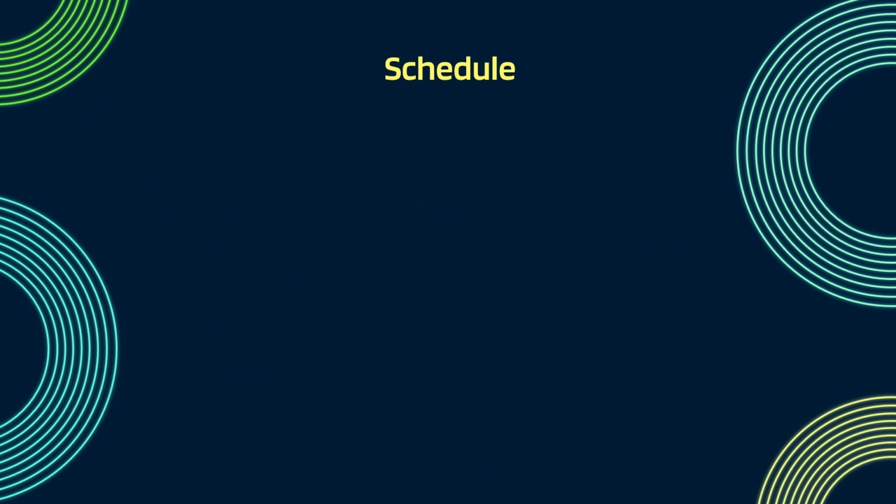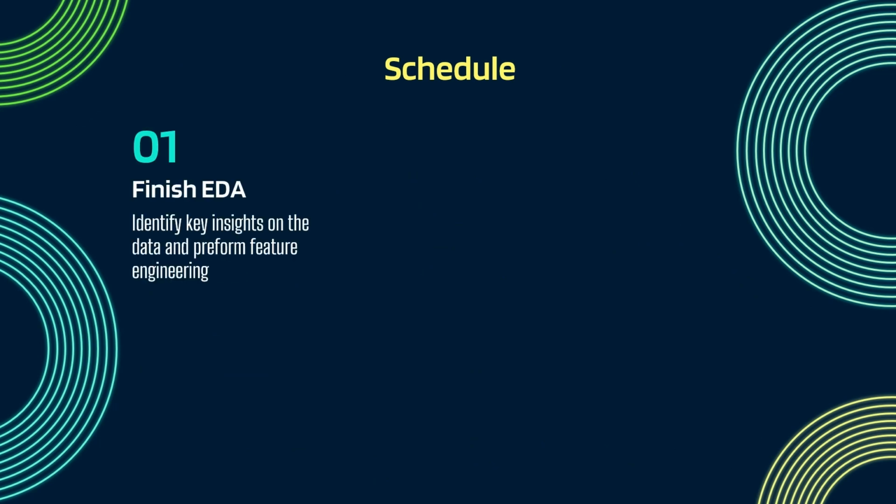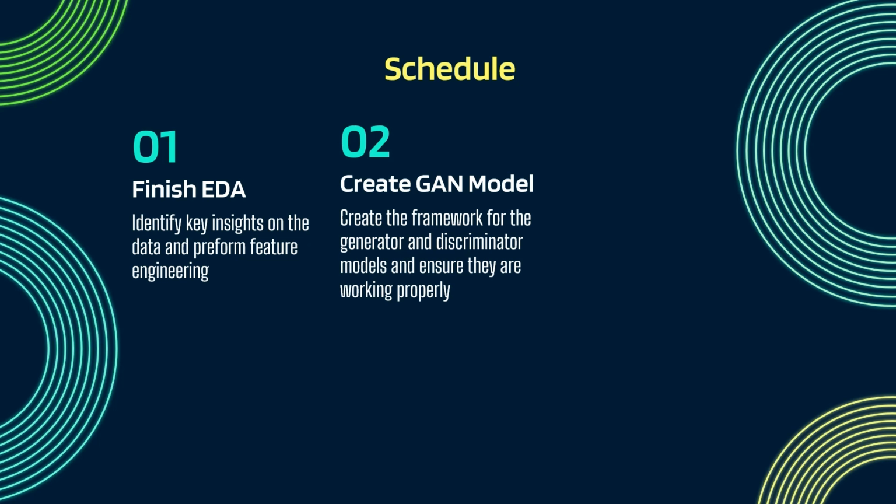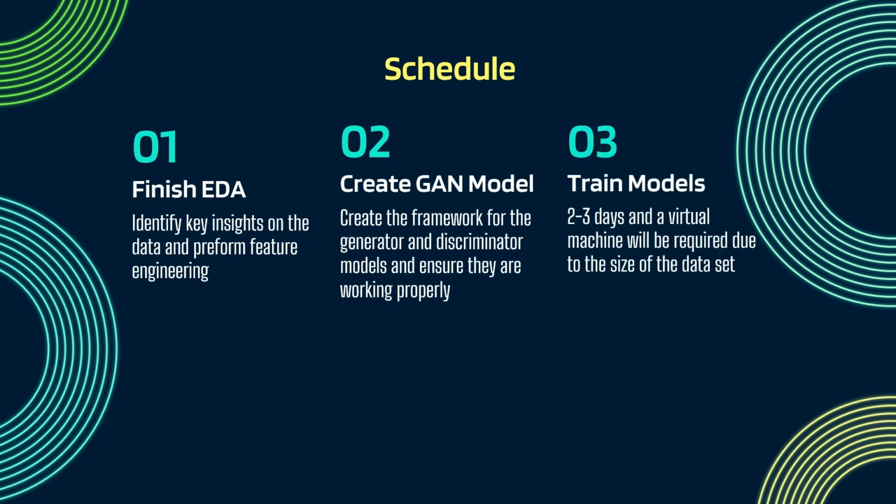Now we'll look at the schedule for the remainder of our project. First, we'll finish the EDA for our data set, which allowed us to identify some key insights before we started training our model, and we were able to perform some feature engineering, which should increase the performance of our model as well. Then we created the generative adversarial network model by creating the general framework for the generator and discriminator models to ensure they're working properly before we begin training them. And we're almost done with steps 1 and 2, which allows us to begin training the models very soon.